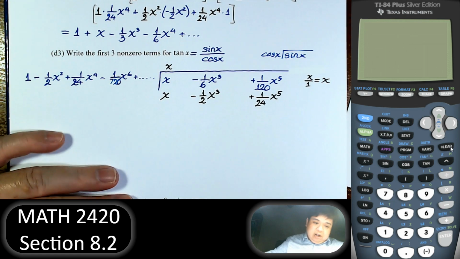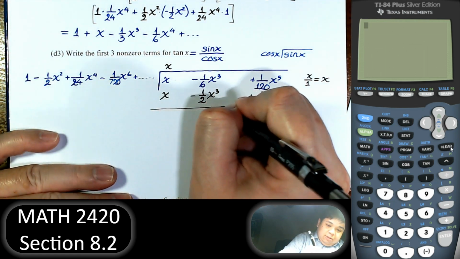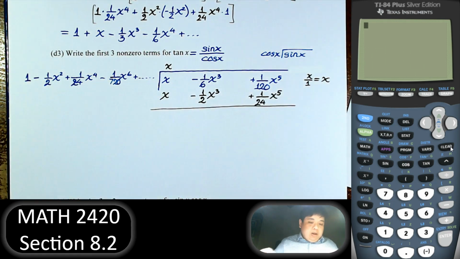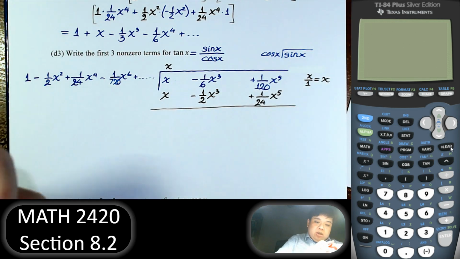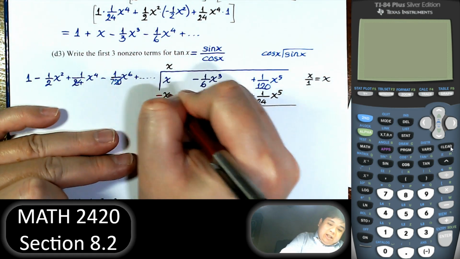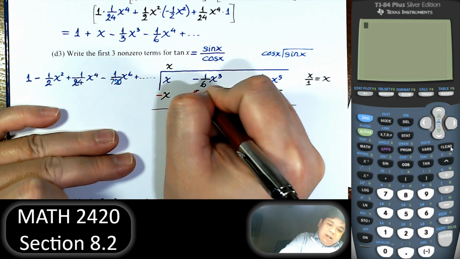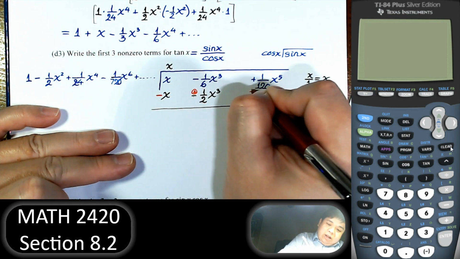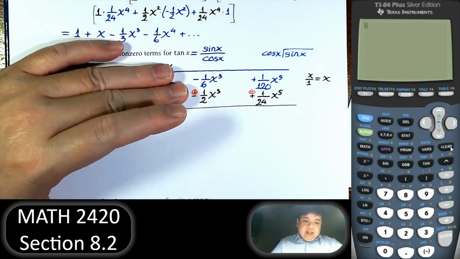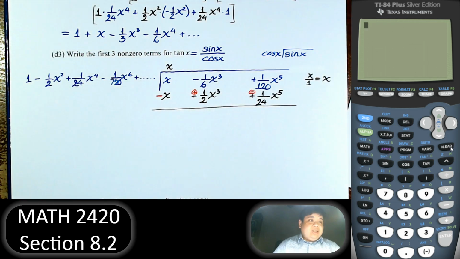And then we just combine them. But of course we don't combine them, we subtract. To subtract, we change the sign of everything here: negative to positive, negative to positive, positive to negative. And then we combine. x and x cancel out. Minus 1/6 plus 1/2, same thing though. So that's 1/3.